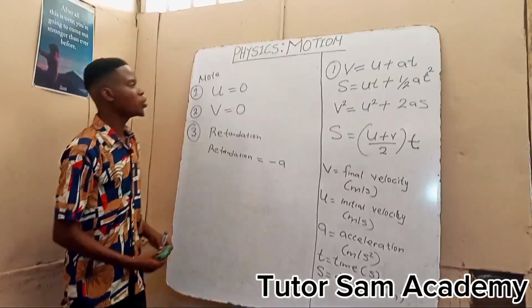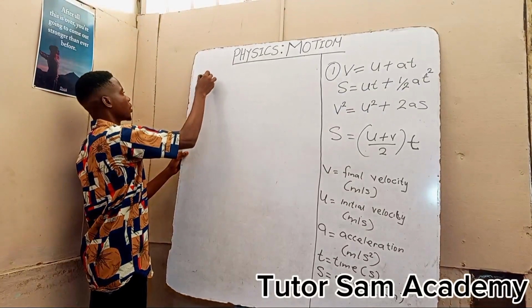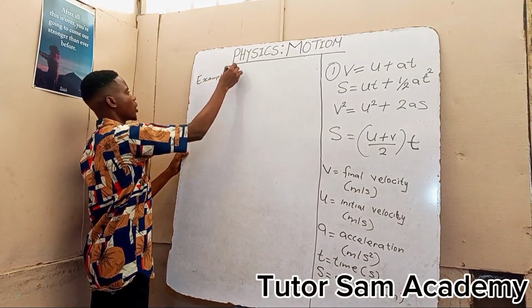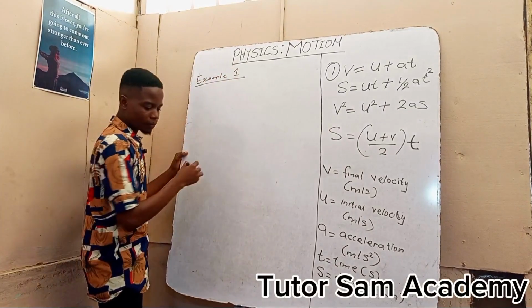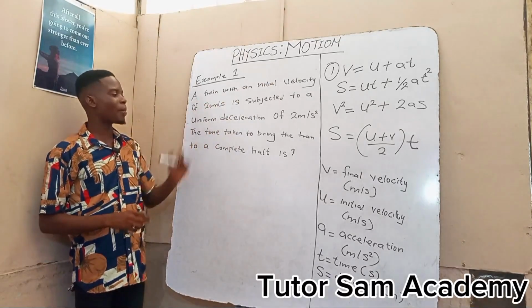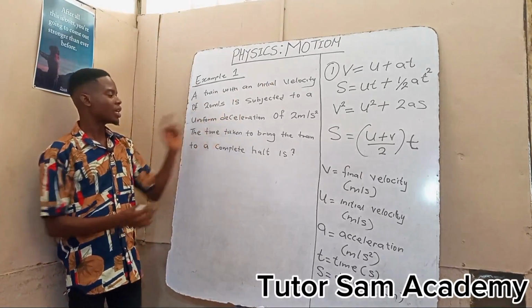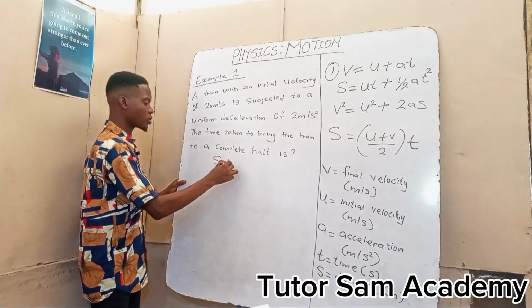So I'll be giving 2 examples. Example 1. A train with an initial velocity of 20 meters per second. The train has an initial velocity of 20 meters per second. Let's solve it together.